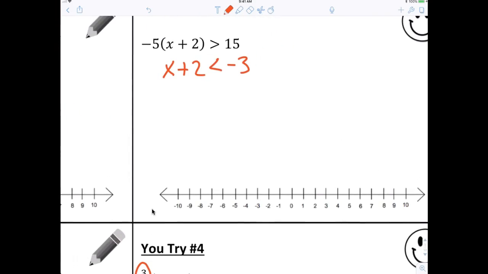Everybody check your work so far. And then we're subtracting 2. So x is less than -5. Open circle at -5, and we're going to the left. And so now, interval notation: -infinity to -5. Yes, sir, good.